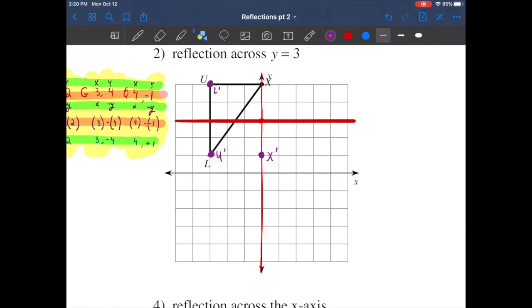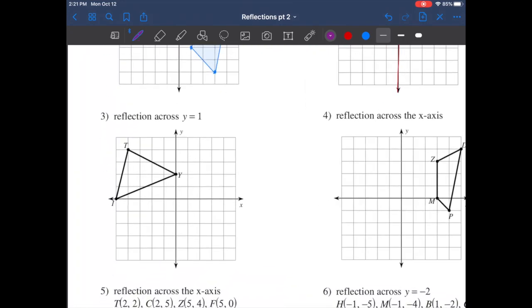So it looks like it's right on top of each other. Let's draw our shape. Notice we have our new shape, y equals 3. All right, the only way to do these specific ones is to do the actual counting, so that's going to save yourself some steps. All right, let's do the next one.